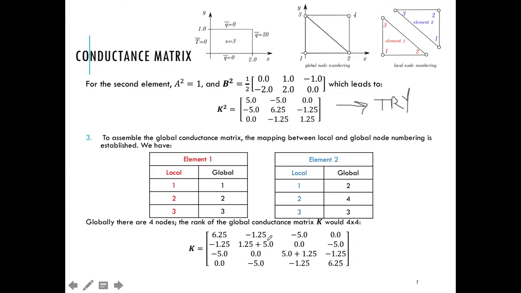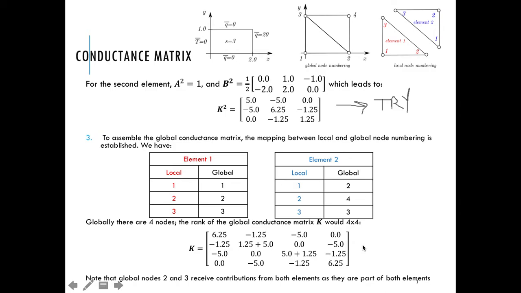So here we can see ye 2-2 wali term mein kuch add ho raha hai, 3-3 wali term mein bhi add ho raha hai, aur 2-3 ki terms, it turns out that they are zero basically. Okay, so just follow the straightforward assembly procedure. So I get my global conductance matrix as well this way.